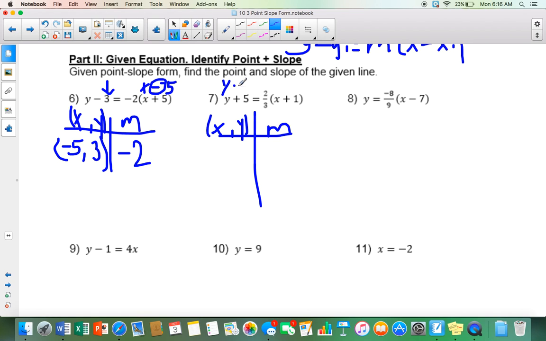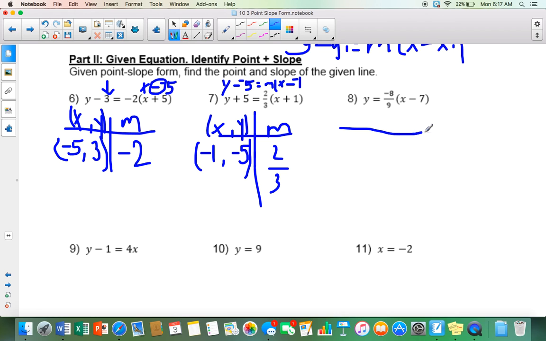So y minus y1. So normally I'd put y minus my point, but because this changed to a plus, I know my y must have been a -5. And then I know over here, same thing, equals m times x. Now, normally it would be just x minus 1, but because it changed to a plus, that means my x must have been negative as well. And then my slope is +2/3.